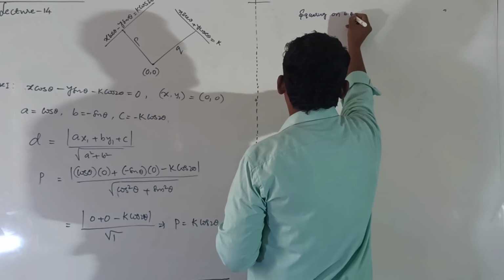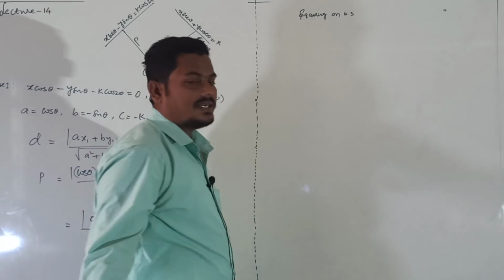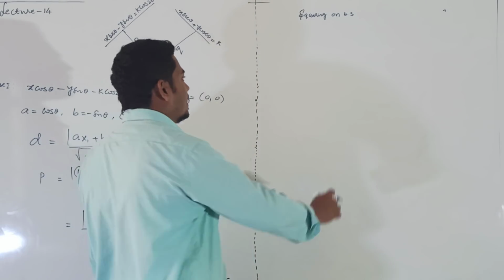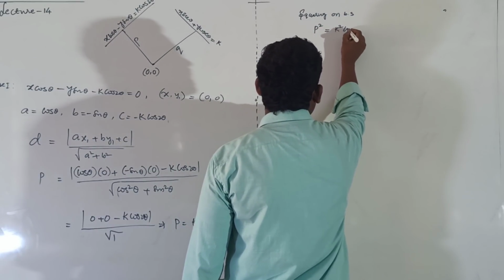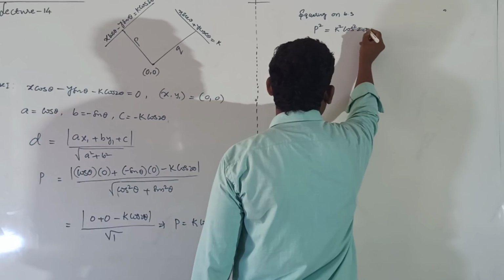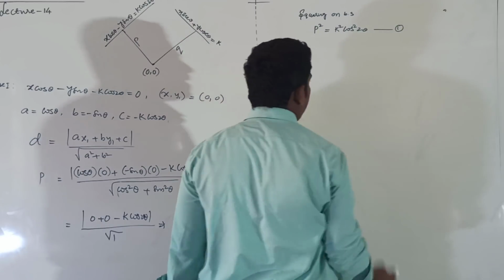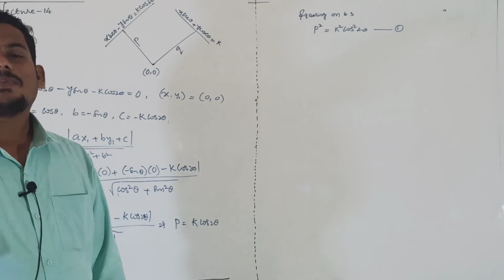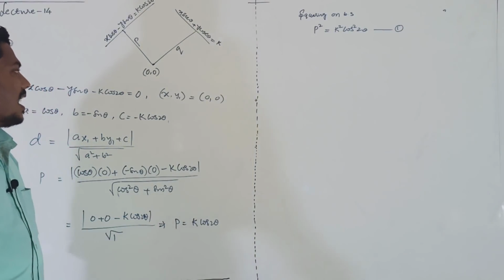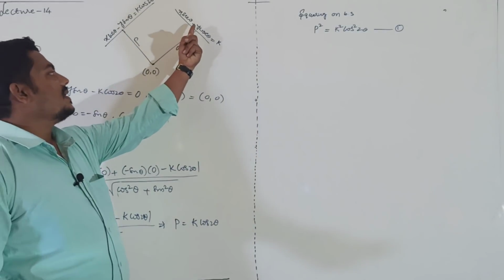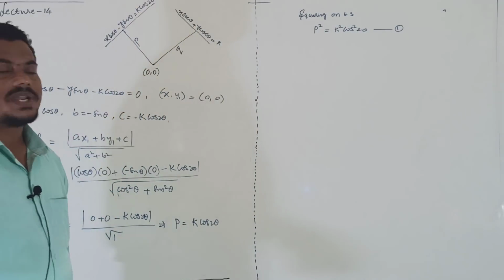Squaring on both the sides. On squaring what you get? P square is equal to k square into cos square 2 theta. Take this as equation number 1. Because in the proof we need p square value, so just squaring on both the sides. After that find the distance between this line and origin.